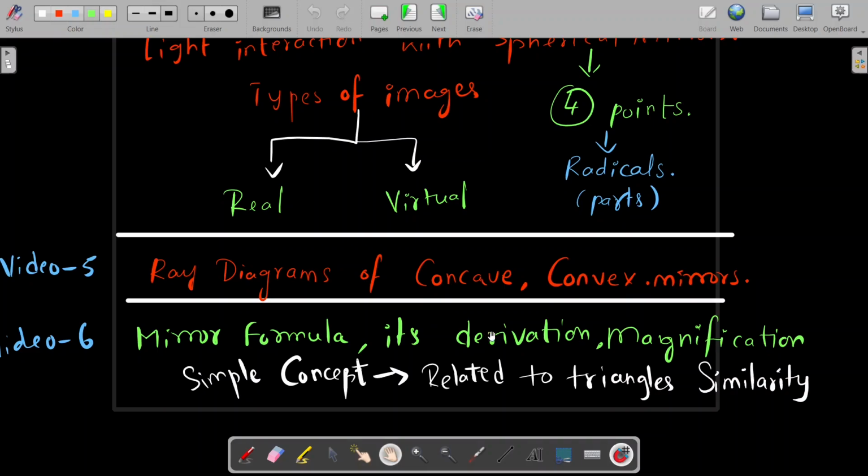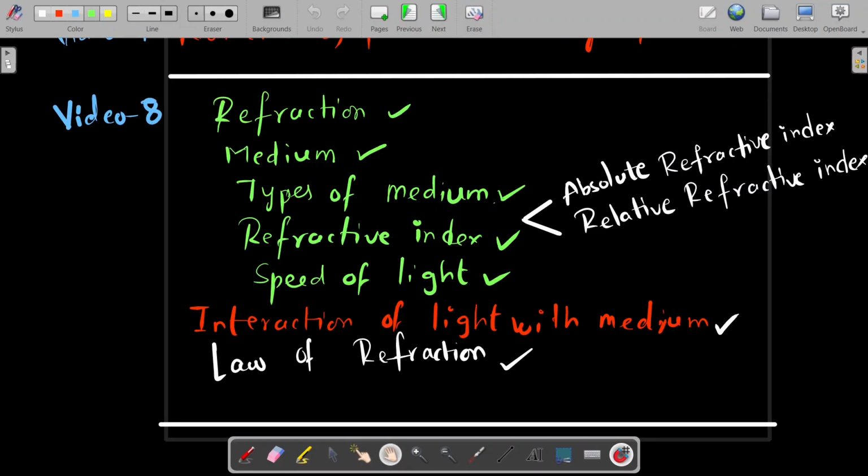For deriving the mirror formula we are going to learn a simple concept, that is similarity, which is related to congruency, which you have learnt in ninth class. In the same way, there is a concept called similarity, and I am not going through everything in it, just a single thing I will be telling you. Maybe in 1 minute the concept may complete. Okay, no problem.